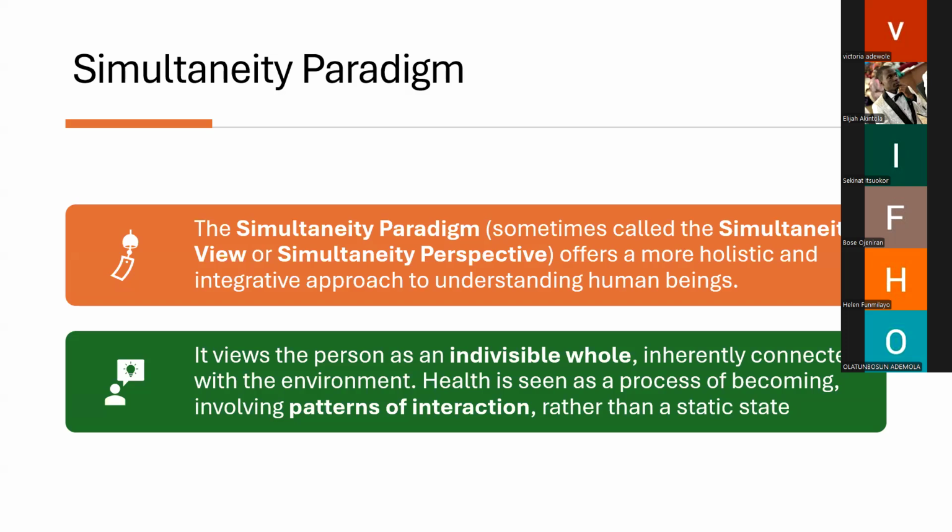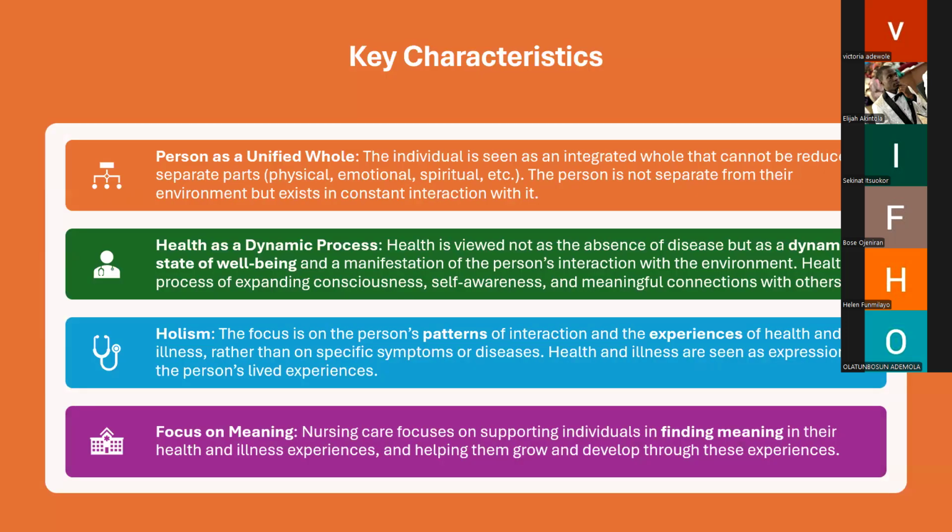It is flexible. Somebody can be having high blood pressure and can live the best of his or her life with good quality of life. Somebody can be having even cancer. The patient can still enjoy life, can be pain-free, enjoy the environment, go out to appreciate nature and things like that. That is what the simultaneity paradigm is all about.